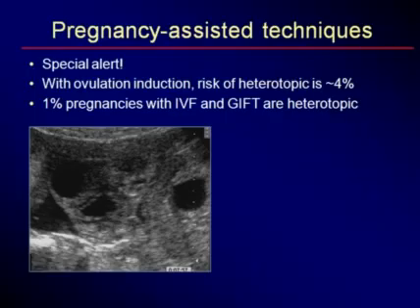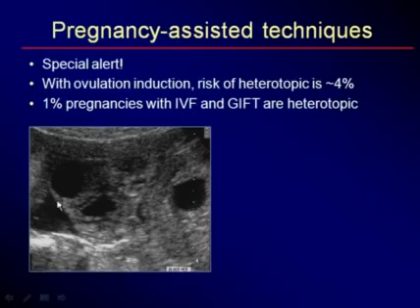In patients who have undergone ovulation induction, the risk of heterotopic pregnancy is about 4%. And 1% of pregnancies with IVF and GIFT procedures end up being heterotopic. So we don't just look at the intrauterine pregnancy, we look outside in the adnexal regions.